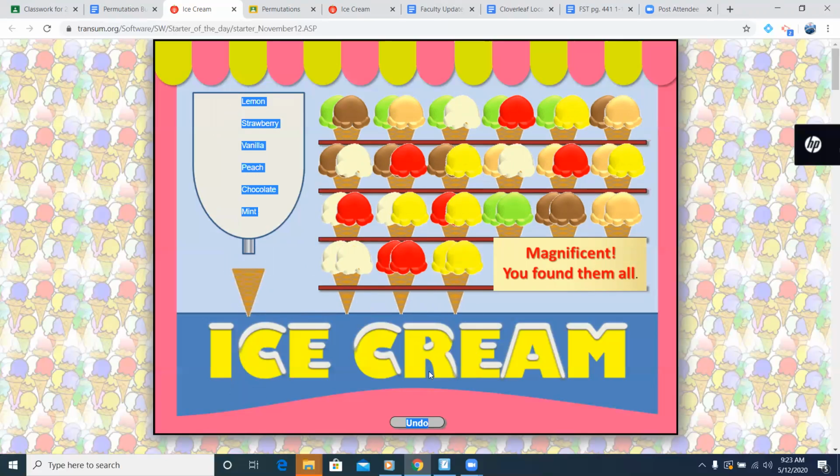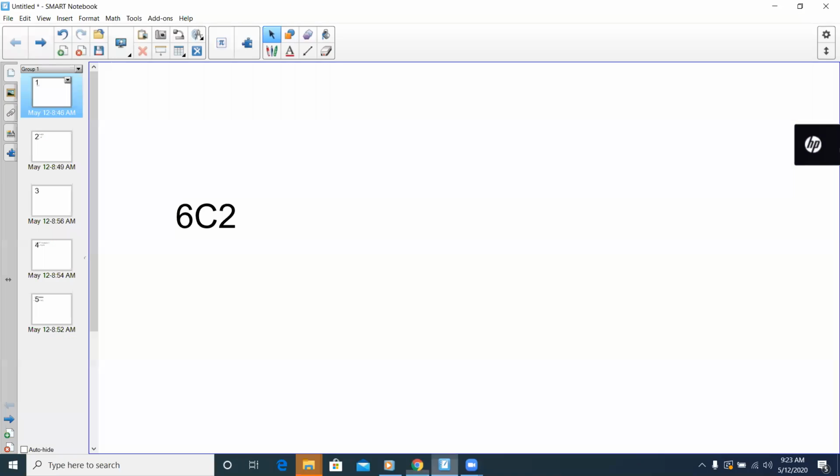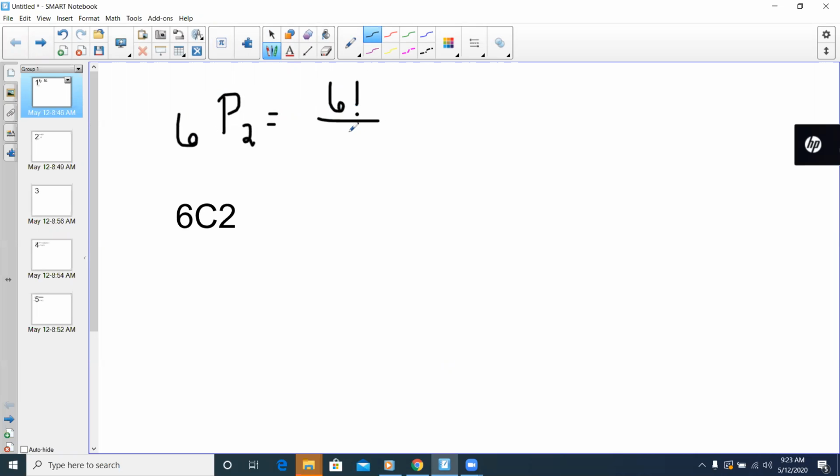So why do we get 21 and not 30? Let's take a look at that. Okay, so if we were to do the permutation of 6 choose 2 flavors, we get 6 factorial over 6 minus 2, which is 4 factorial. So that's 6 times 5 times 4, 3, 2, 1, which is the same thing as 4 factorial over 4 factorial. So that cancels and I get 30, right?